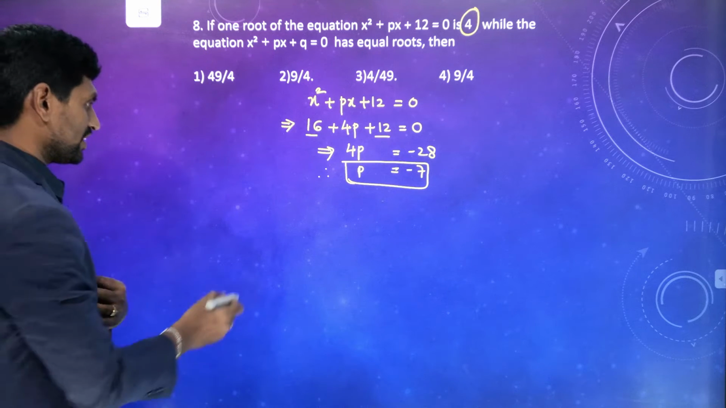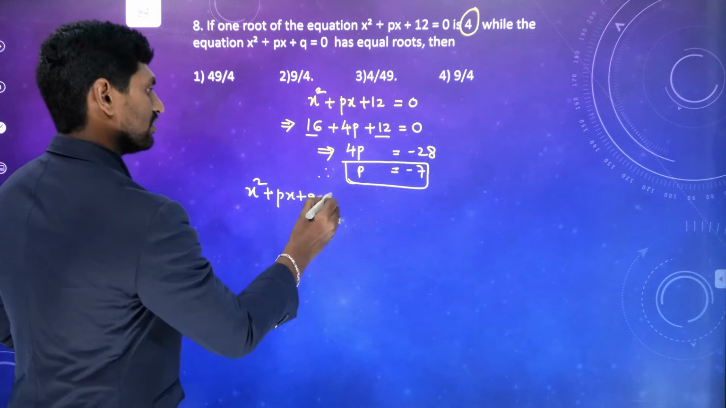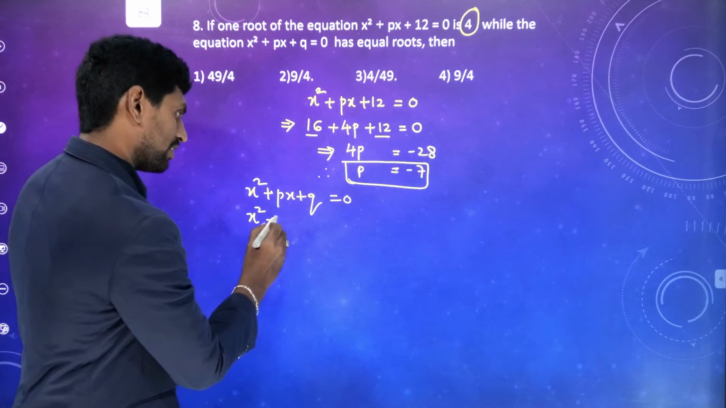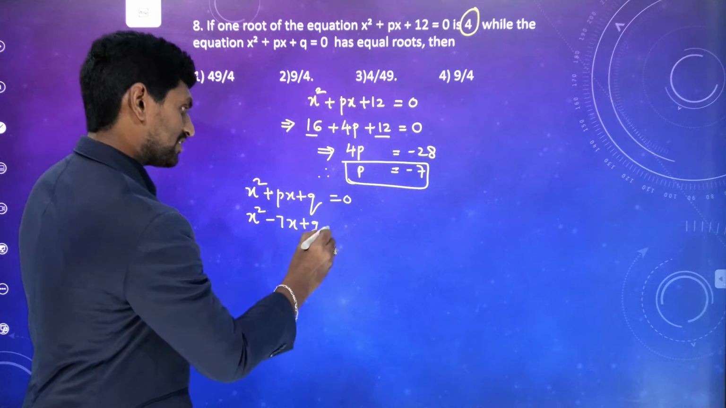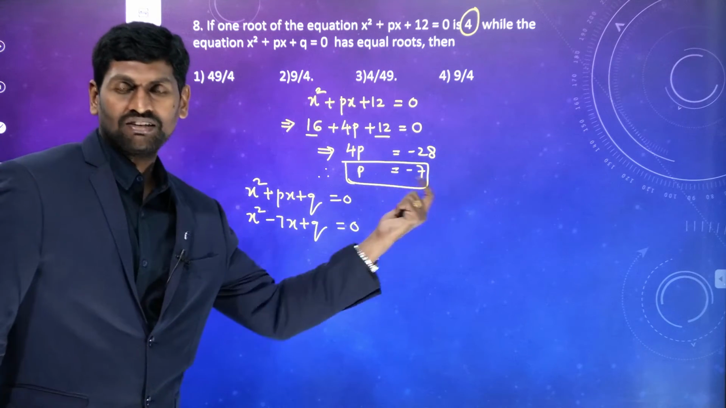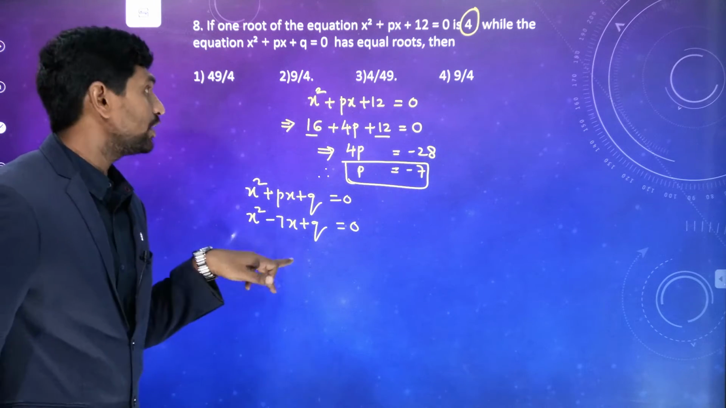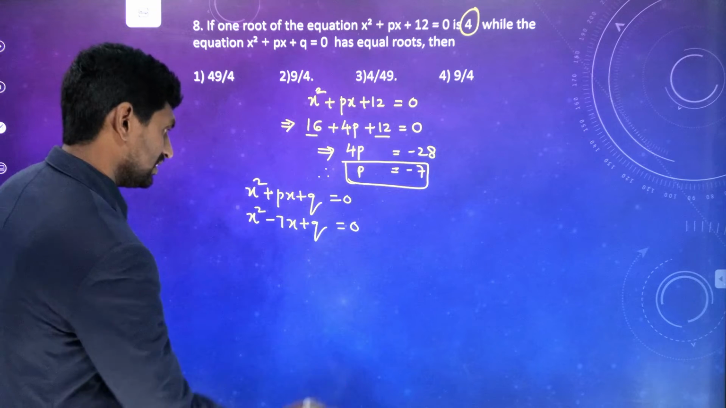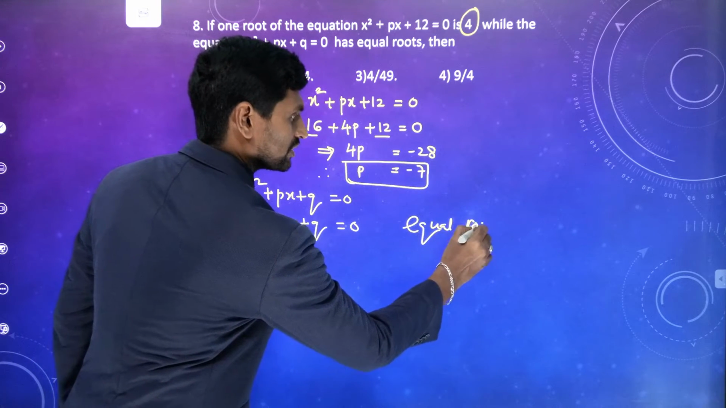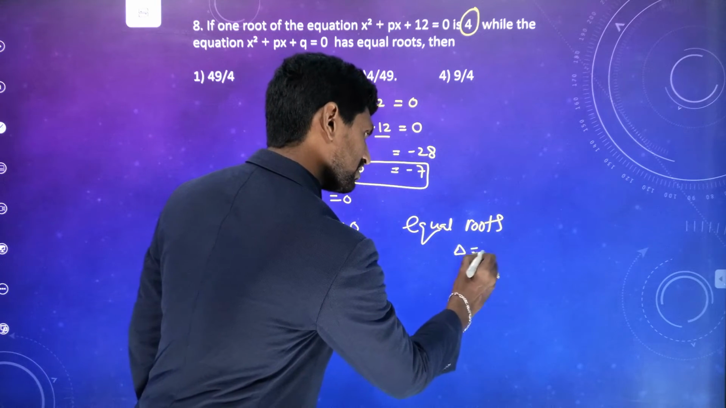Let us go to the second equation. What is the second equation? X square plus px plus q equal to 0. So while you are substituting here, this equation will be x square minus 7x plus q equal to 0. In the place of p I am just writing the value minus 7 because I already found the value of p. Now this equation has equal roots. What is the equal roots condition? The discriminant becomes 0. Delta value becomes 0.